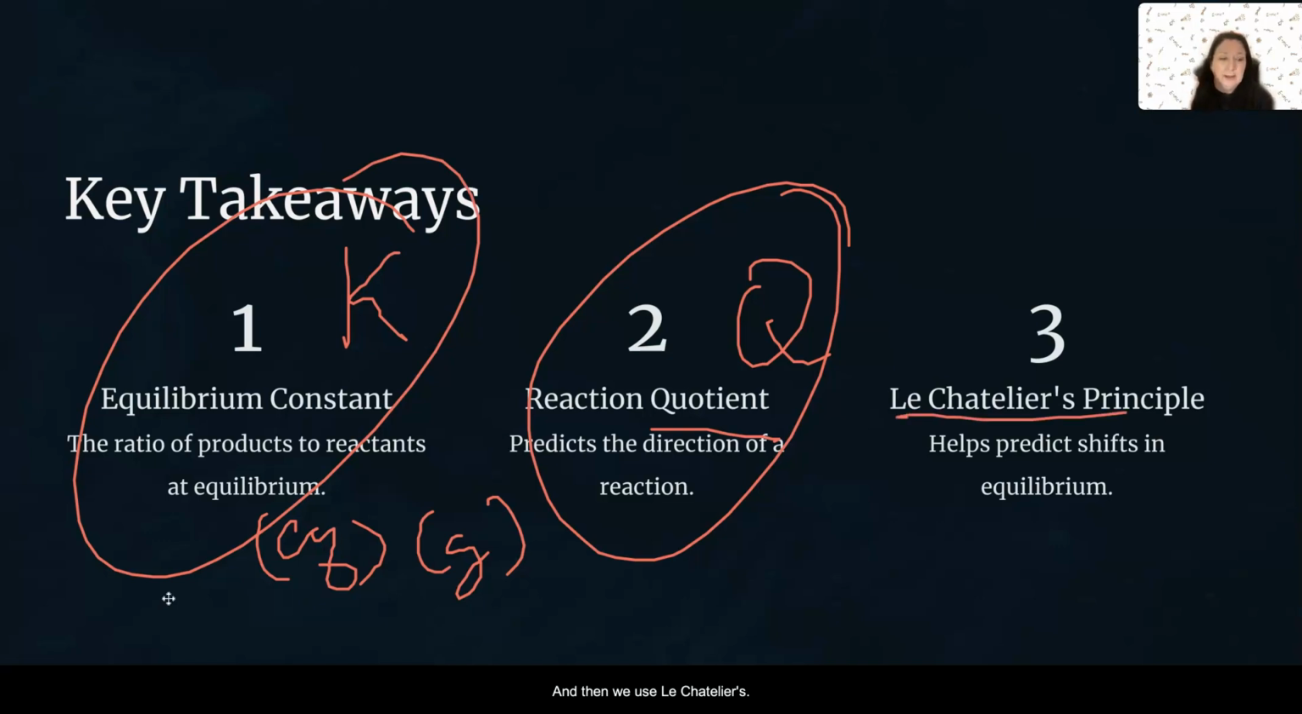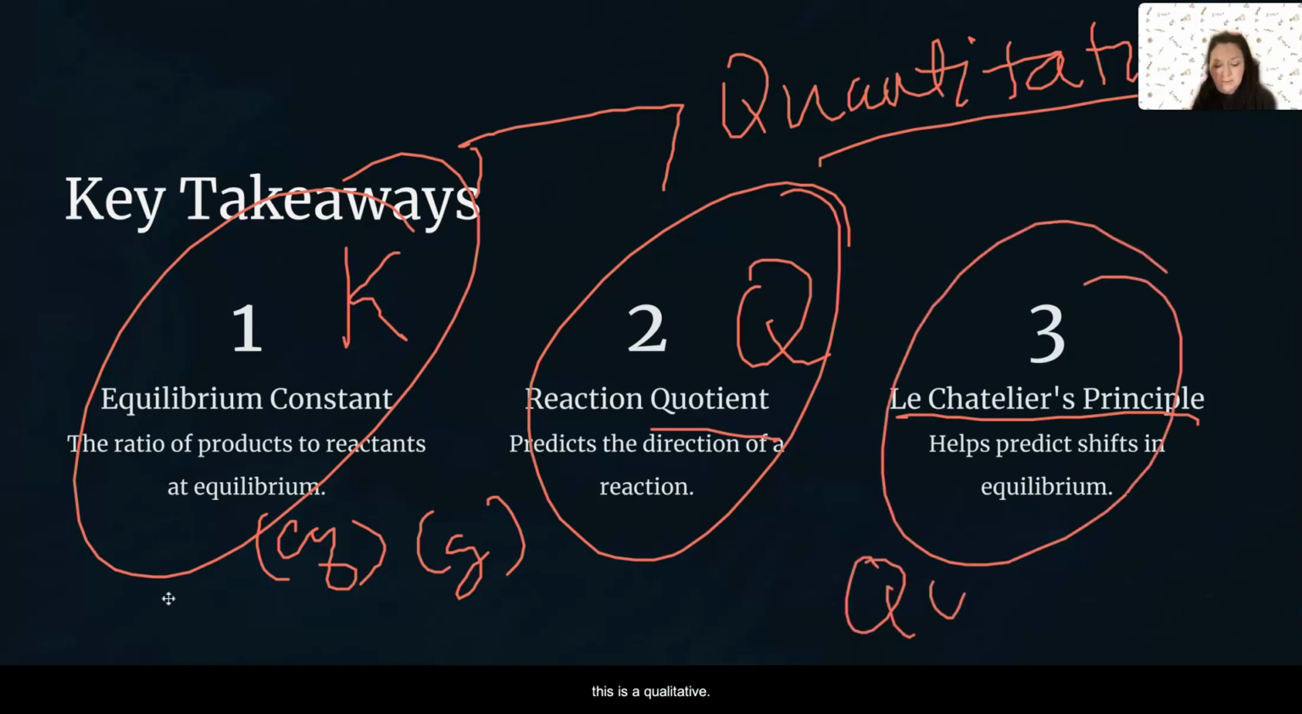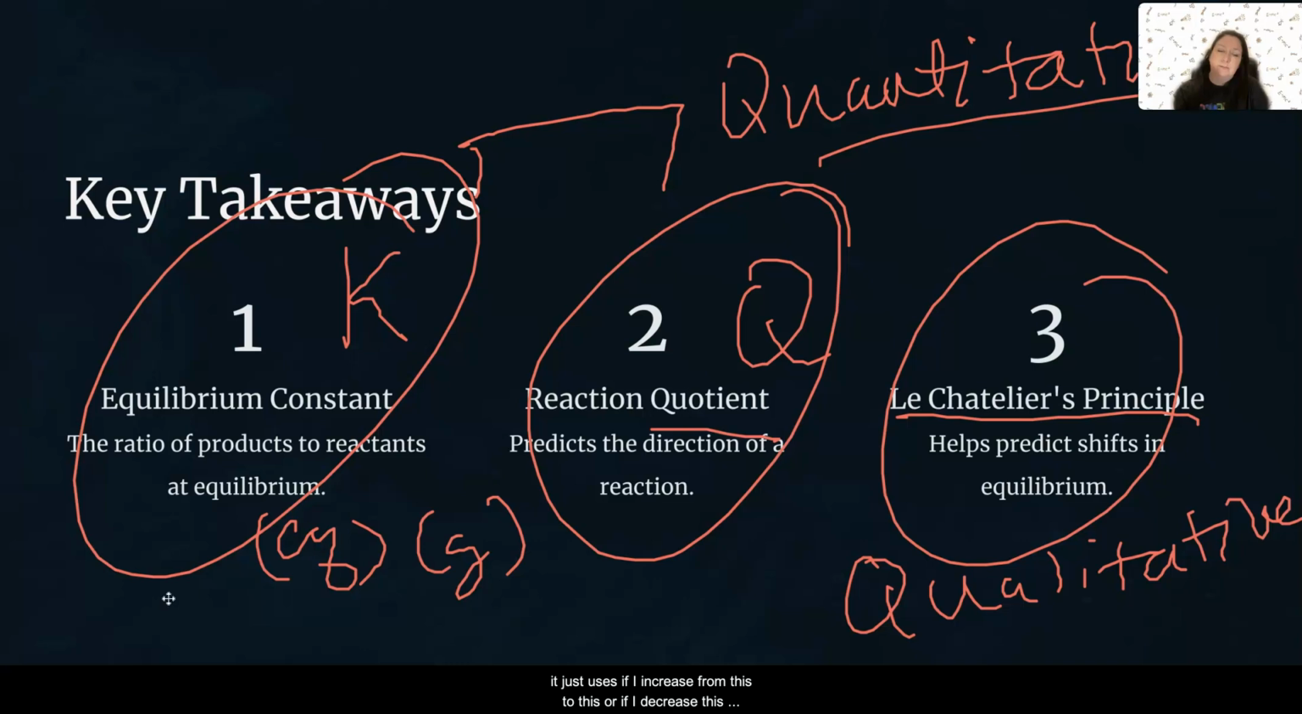And then we use Le Chatelier's principle. These two are quantitative, numbers. This is qualitative. Le Chatelier doesn't use numbers, it just asks, if I increase from this to this, or if I decrease this to this, what's going to happen? It's not necessarily numerical. You're not going to calculate it, because if you calculate it, you're going to do the K versus Q. You're just talking about what's happening.